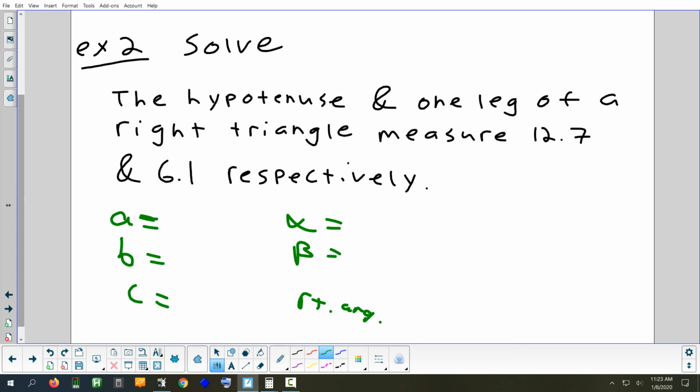They don't tell you which side is A and which side is B, or which side is C. We have to figure out what the A, B, and C are here. But they do tell us one side is the hypotenuse, one side is the leg. How do you know which side has to be the hypotenuse out of the 2 that they gave me?